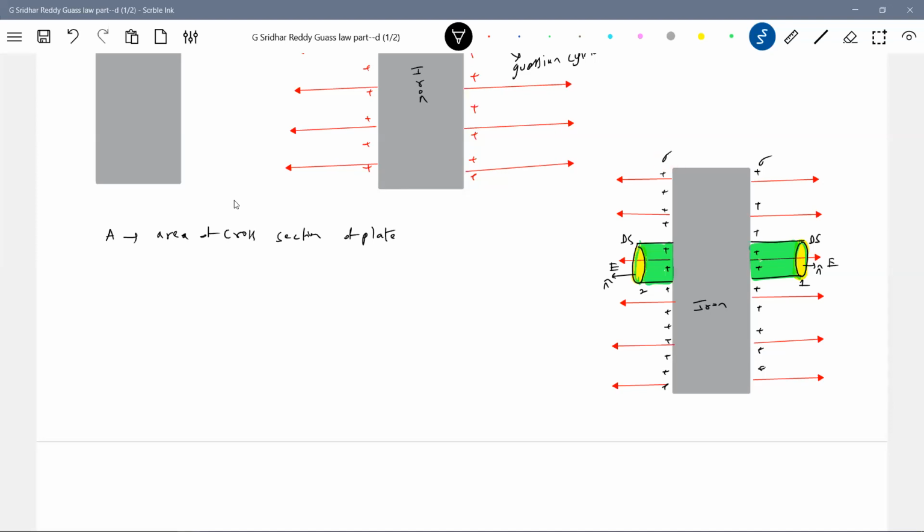Now, what is the net flux? Net flux should be equal to flux due to surface 1 plus due to surface 2. Due to surface 1, how much? E into delta S. Surface 2, E into delta S. What about this one? Q in by epsilon naught. What is the charge enclosed by both the cylinders? Sigma into delta S, sigma into delta S. This is 2E delta S, by epsilon naught.